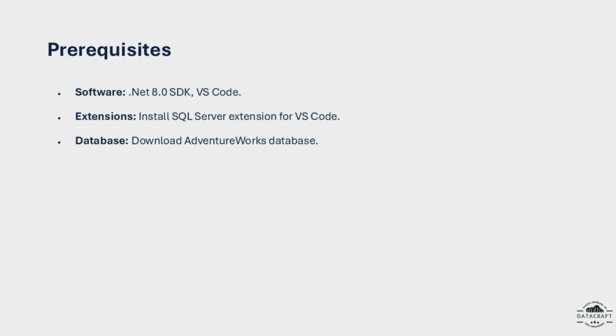Before setting up the AdventureWorks database SQL project on VS Code, ensure you have the following prerequisites. Download and install .NET 8 SDK and Visual Studio Code from the official Microsoft website. And also download and install the AdventureWorks database on your local MS SQL Server instance, which we have done in previous tutorials. Also try to install the SQL Server extension for Visual Studio Code. The links for the download will be shared in the description below.